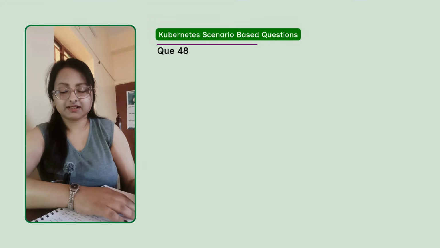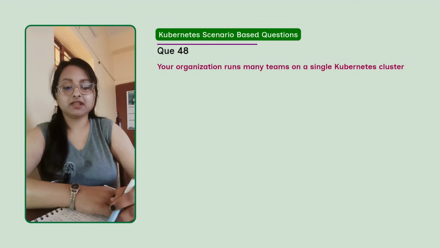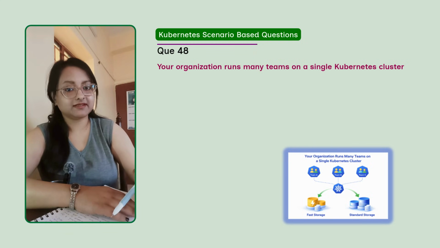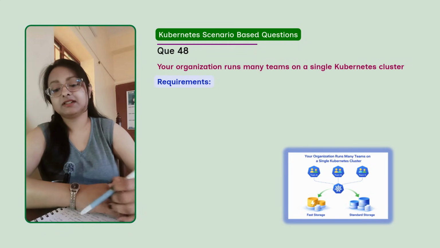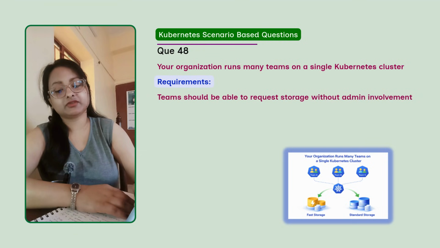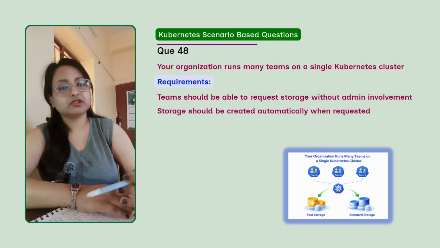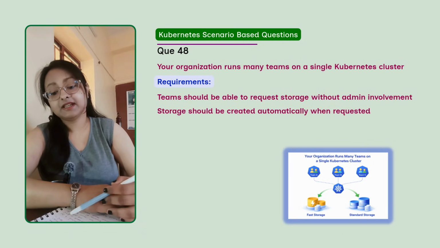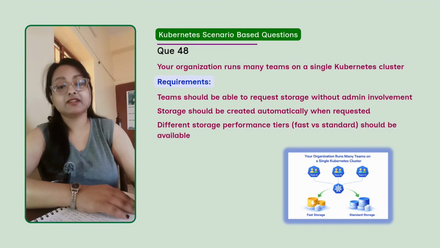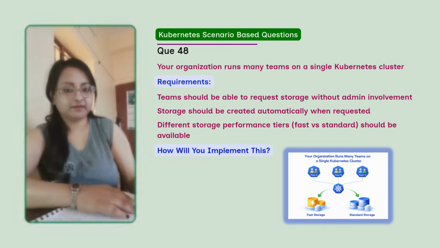Question number 48. Your organization runs many teams on a single Kubernetes cluster. The requirements are teams should be able to request storage without admin involvement. Storage should be created automatically when requested. Different storage performance tiers should be available. How will you implement it?